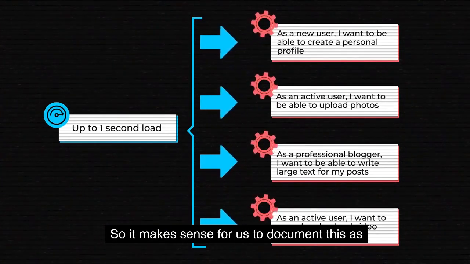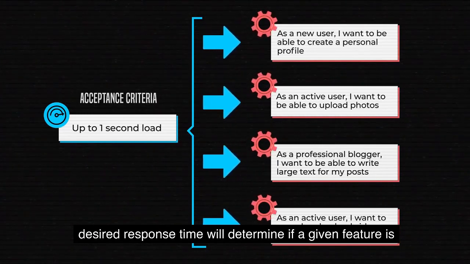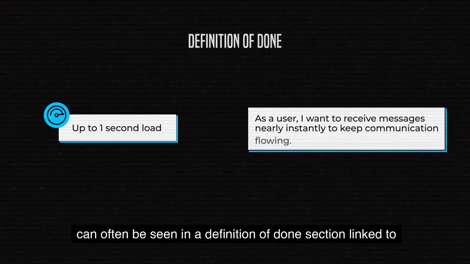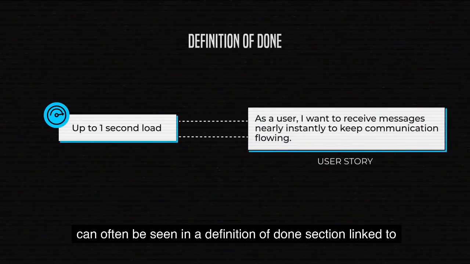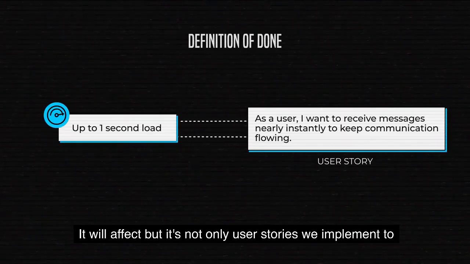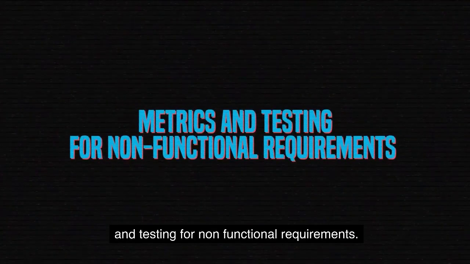So it makes sense for us to document this as acceptance criteria for those 4 features, because the desired response time will determine if a given feature is completed and behaves the way we want. In software documentation, non-functional requirements can often be seen in a definition of done section, linked to the user stories it will affect. But it's not only user stories we implement to reach these goals. What we also need are metrics and testing for non-functional requirements.